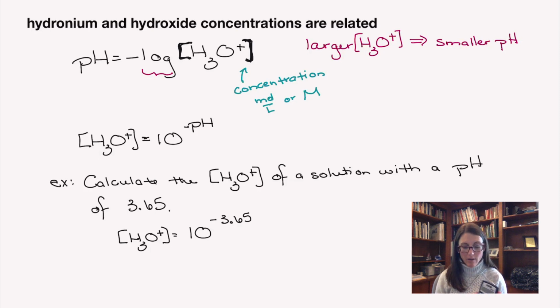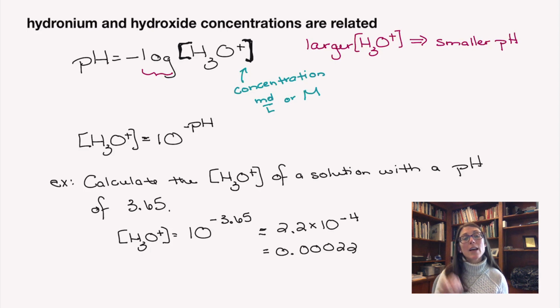And so you're going to grab your calculator, you're going to type in 10. You can finally use that caret button. So 10 caret negative 3.65. You should get the value 2.2 times 10 to the negative 4th. It may also be written on your calculator as 0.00022. Those are the same numbers. Now this is a concentration. You need to remember to put units on it. So these are going to be molar for each of these.